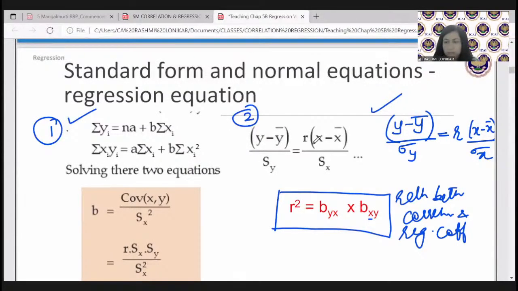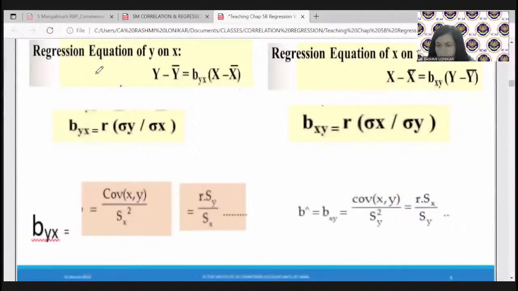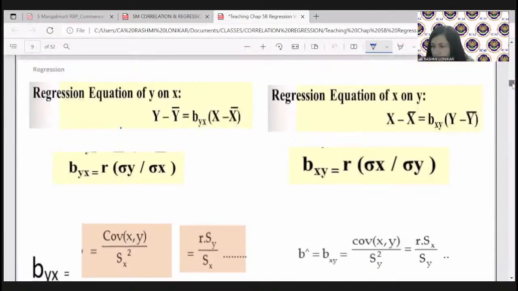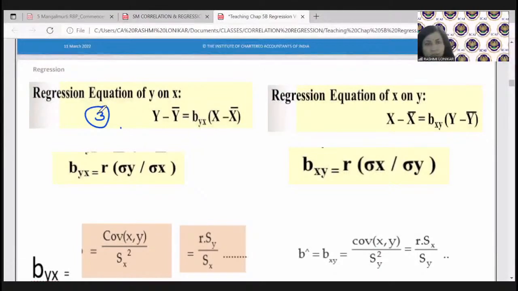Y minus y bar upon sigma y is equal to r into x minus x bar upon sigma x. The third way, you can also write it as y minus y bar equals b y x into x minus x bar. When we do the sums, you will understand all these formulas, because depending on the data given to you, we will be using them. We know b y x is r sigma y upon sigma x and bxy is r sigma x upon sigma y. b y x is covariance of xy upon sigma x square, which is r sigma y upon sigma x. b cap is equal to bxy, covariance of xy upon sigma y square, and r sigma x upon sigma y. If you can put this in your memory, fine, you will be able to solve the sums easily.